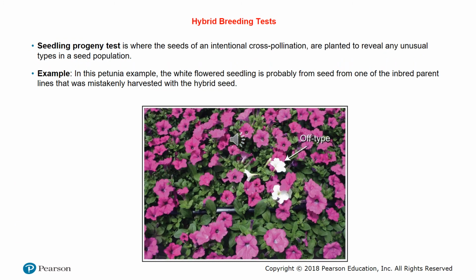Seeds developed from a hybrid cross can be tested by being planted out. In this example below, you're seeing the white-flowered seedling, probably from a seed from one of the inbred parent lines that was mistakenly harvested with the hybrid seed, so that would be rooted out if you're trying to sell purple petunia seeds.